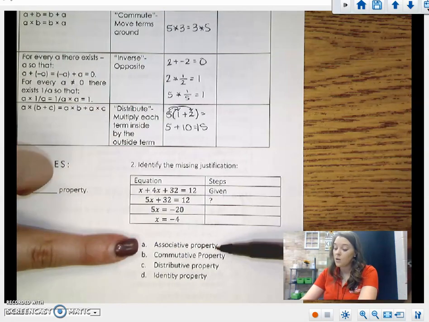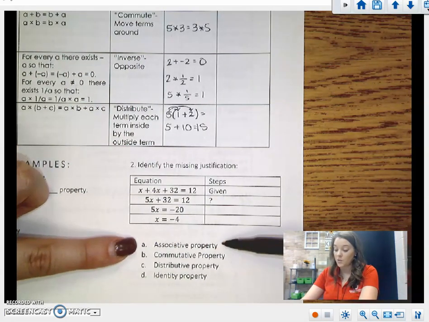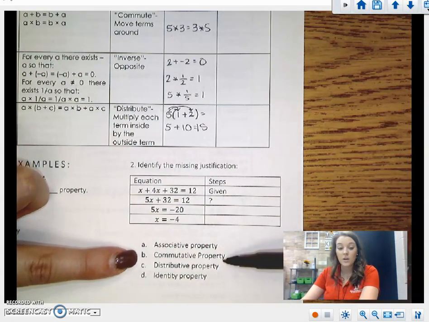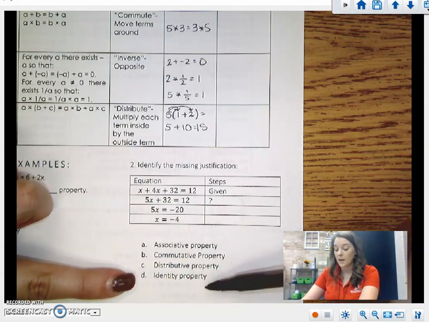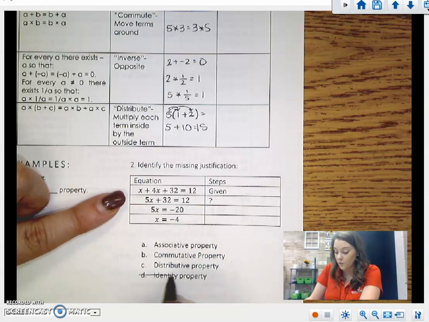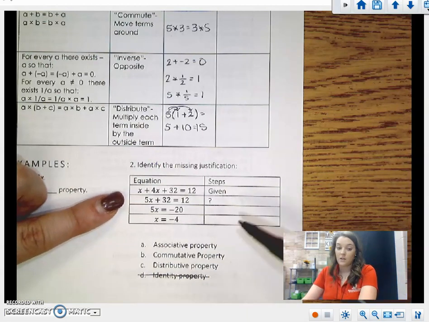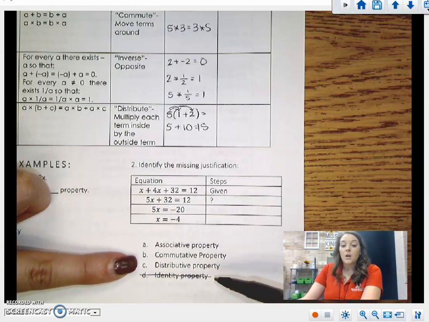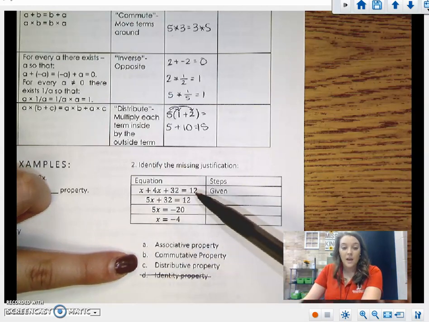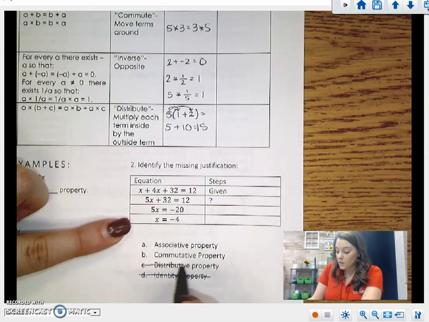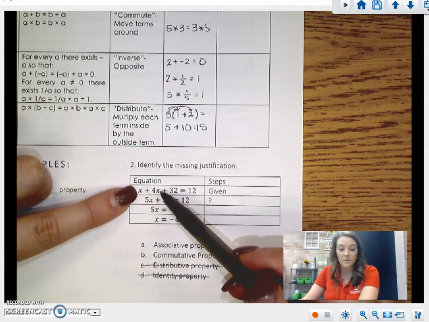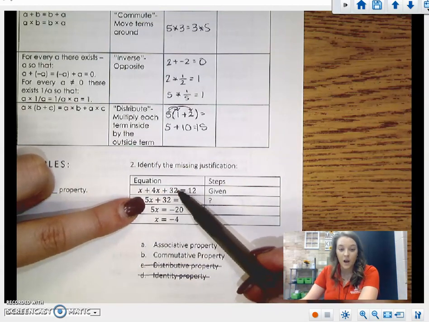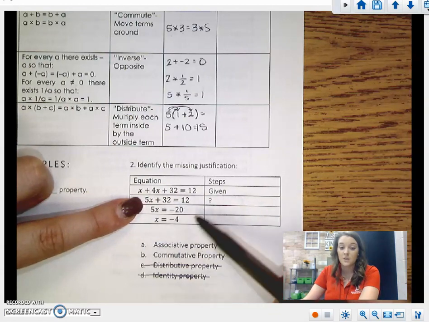So associative property, remember that's just regrouping terms. Commutative is rearranging your terms. Distributive property is multiplying, and identity property we never talked about. So first I could cross out identity property. Distributive property, it doesn't look like they ever multiplied anything, so I know it's not distributive property. What happened was they combined my like terms. X plus 4x gives me this 5x. The 32 is a constant, so it stays the same.